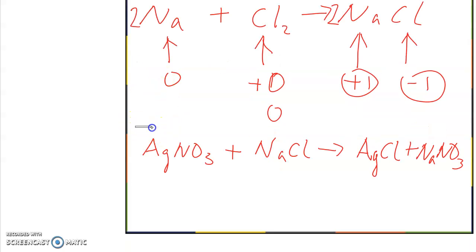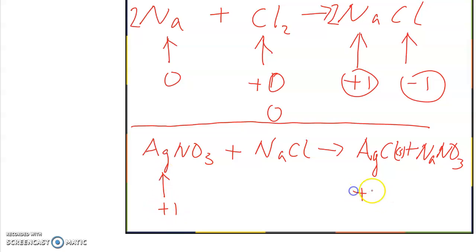So now, how about this one? AgNO3 reacts with NaCl and gives us AgCl, a solid precipitate, plus sodium nitrate. So silver is from +1 to +1, no change. Sodium is from +1 to +1, no change. So there's no change in oxidation number. That means it's not a redox reaction.